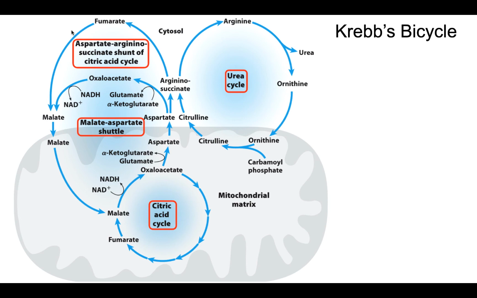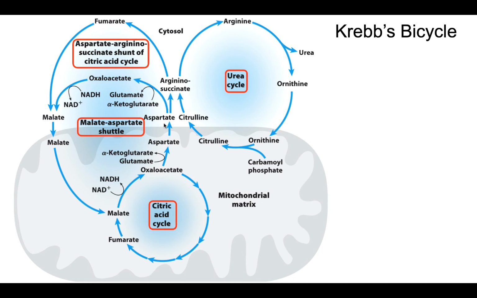That fumarate gets converted back into malate, okay, via that enzyme. And then malate, remember, there is a transport protein for malate, so malate can move back into the matrix and become oxaloacetate. So again, the net effect of that particular cycle is simply to move an amino group from the matrix to the cytoplasm for disposal via urea.